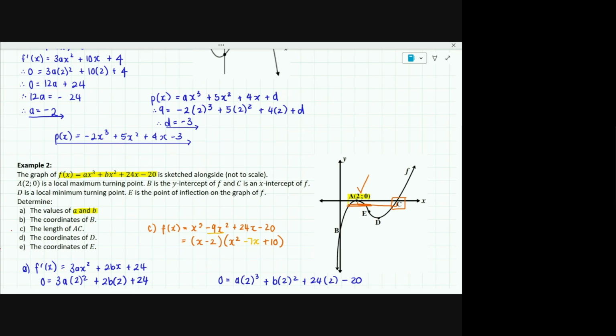Right, once you've got that quadratic, you factorize your quadratic expression. So this would be x minus 5, x minus 2, and remember this is where it's equal to 0 because it's your x-intercepts, x is equal to 2, or x is equal to 5. Now we already know x is equal to 2. We know where A is, but now we know that C is at 5, 0.